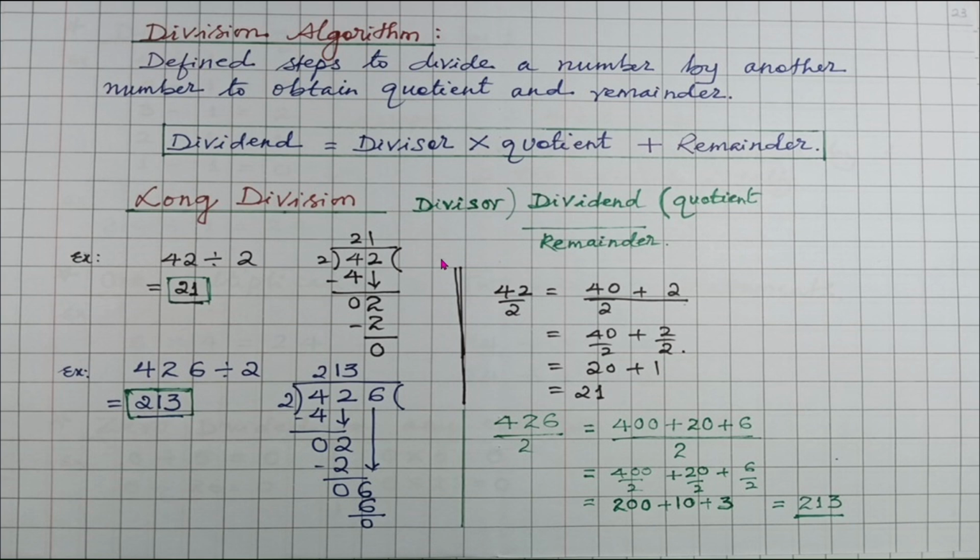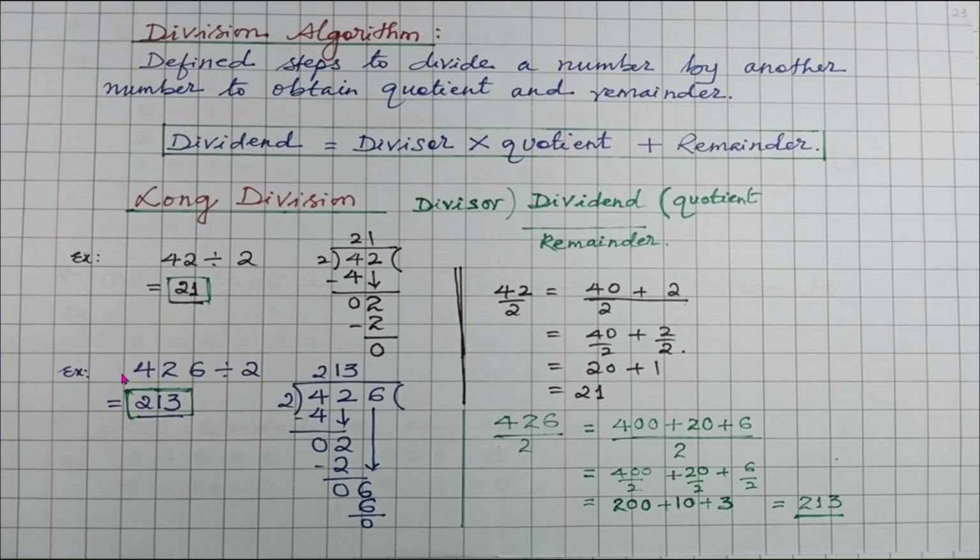Now exactly to explain this, 42 divided by 2 is nothing but 42 is 40 plus 2. That means 40 plus 2 divided by 2. 40 plus 2 divided by 2 is nothing but 40 divided by 2 plus 2 divided by 2. 40 divided by 2 is 20, 2 divided by 2 is 1, so that is 21. So this is exactly the procedure we are following in the long division method. Let us take one more example.